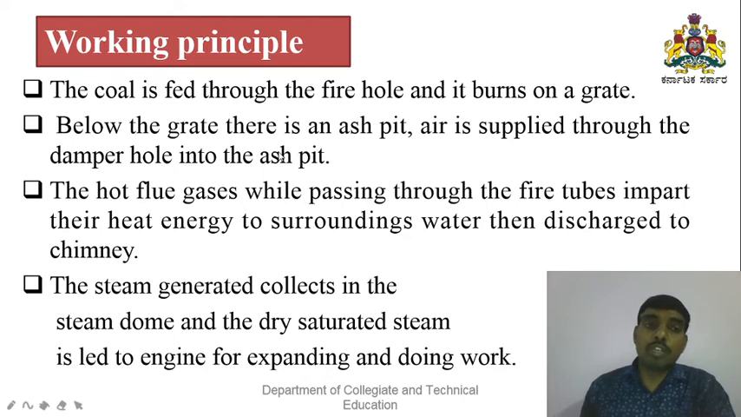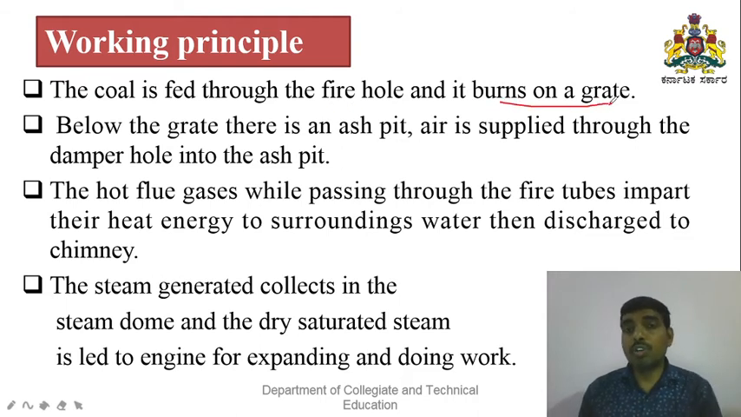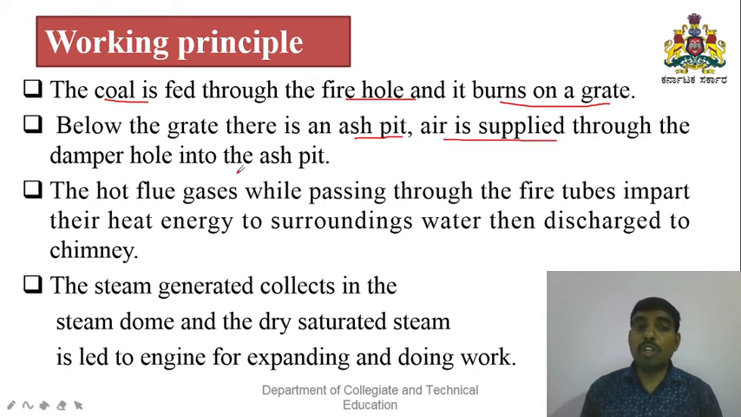So let's move on to the working principle. Students, the coal is fed through the firewall and burns at the grate. The fuel may be solid or liquid coal, preferably solid coal, because this engine was earlier used in railway locomotive engines. For that purpose, coal was the only fuel used. Below the grate, there is an ash pit. Air is supplied through the damper hole into the ash pit.